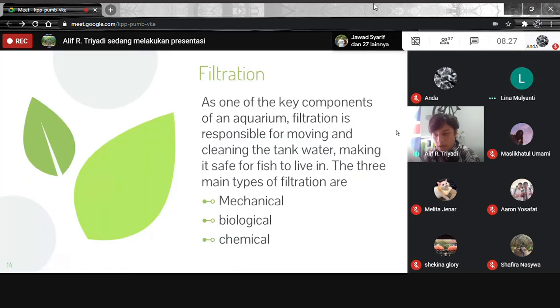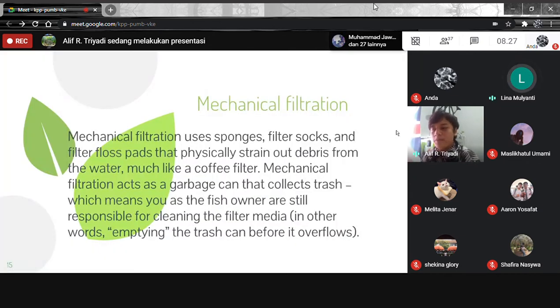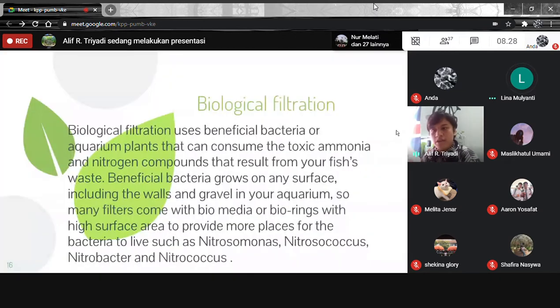Now, why do we do filtration? Well, filtration is needed to keep our water clean, right? So there are many types of filtration to keep our water clean, not only chemically, but mechanically and biologically as well. Now, for cleaning your aquarium to make it pristine and clean from the debris, you need mechanical filtration. Mechanical filtration uses sponge filter floss, or floss pressed, that could clean the water so that the water is as clean as your glass. And then there is biological filtration.